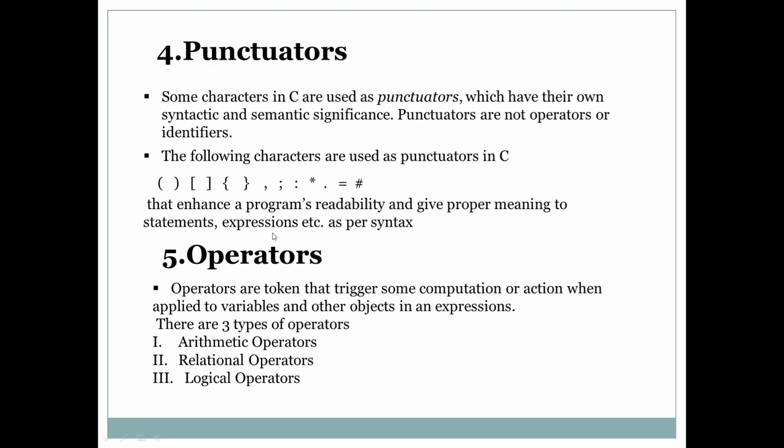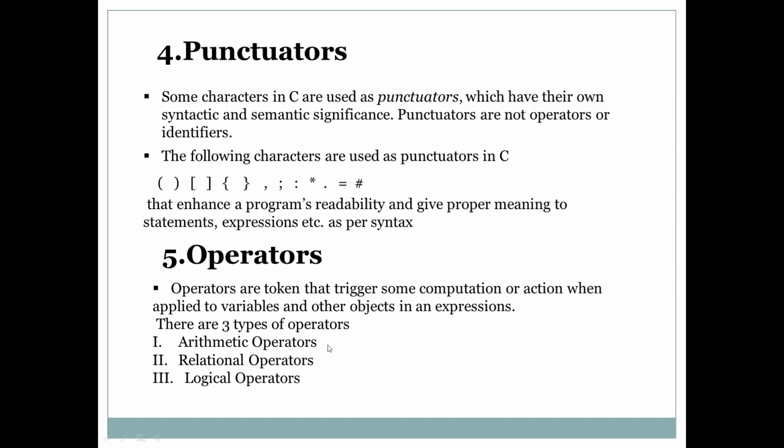Now the fourth token is punctuators in C. We all basically know what punctuators are. These are special decorators or symbols which are used in languages. As I told you already, the English language contains some symbols that are used to decorate the language, for example, a full stop, a comma, or a semicolon. In a similar way, the C language also has some punctuators. These are given here. These enhance the readability and give a proper meaning to statements, expressions, etc.